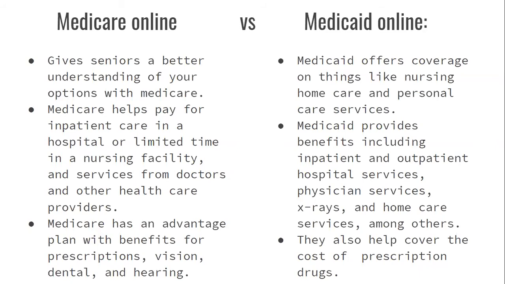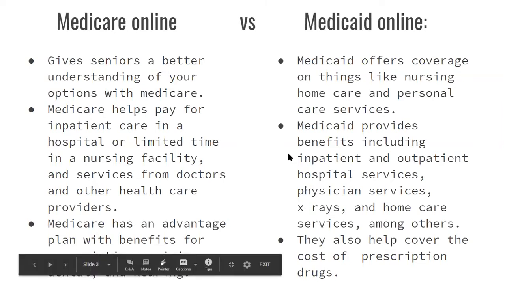Medicaid Online. Medicaid Online offers many nursing things like home care and personal care services. Medicare provides benefits including inpatient and outpatient hospital services, physician services, x-rays, and home care services, among others. They also help cover the cost of prescription drugs.